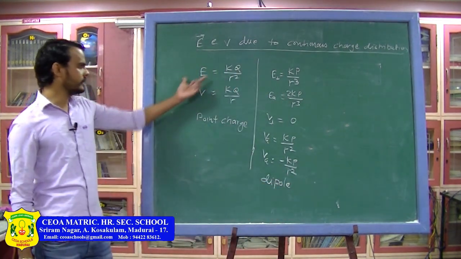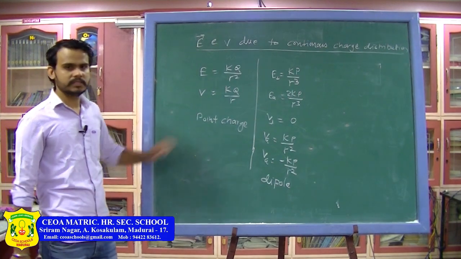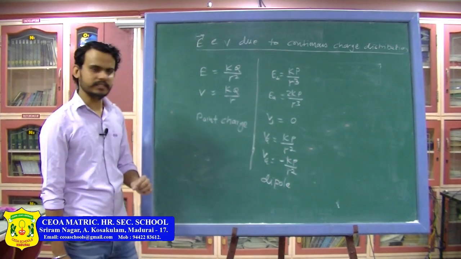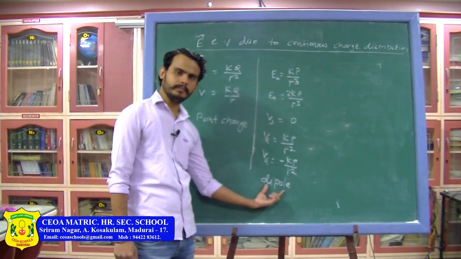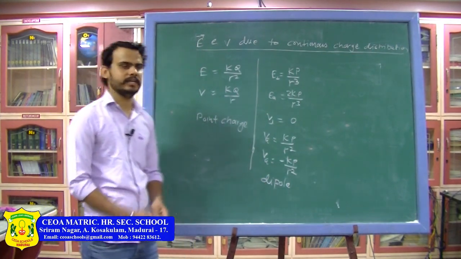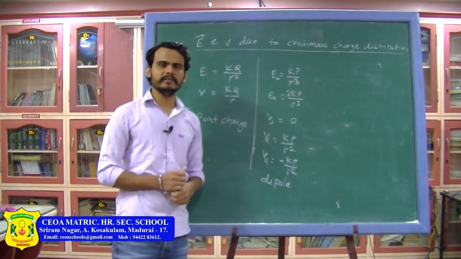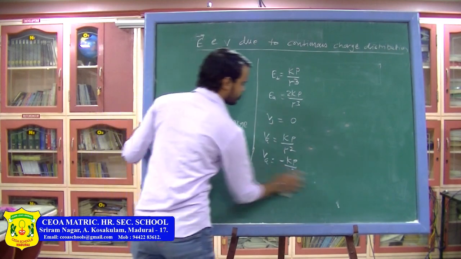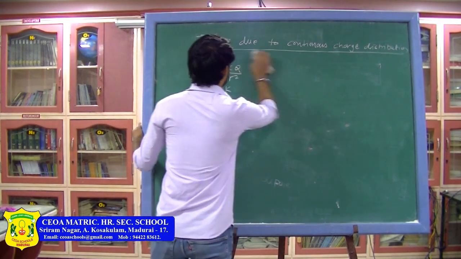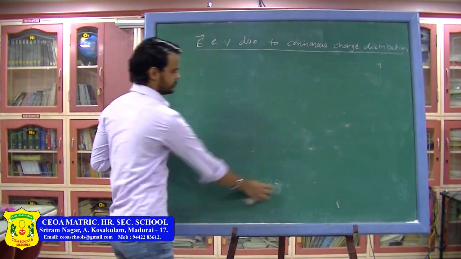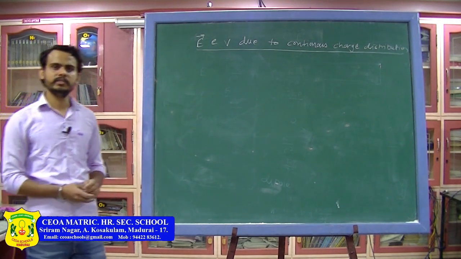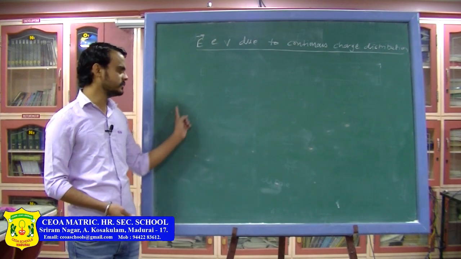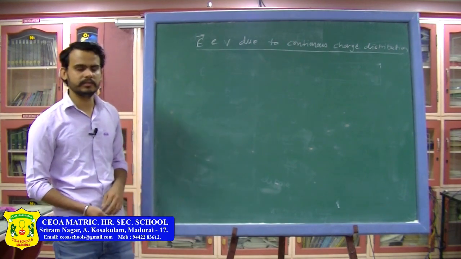So we have found out the electric field and potential due to one single point charge. We have found out the electric field and potential due to 2 point charges, which is also called a dipole, where one charge is positive, one charge is negative. Now we are going to find out electric field and potential due to continuous charge distribution. Continuous charge distribution means the charge is distributed over either a length, or over a surface, or over a volume.